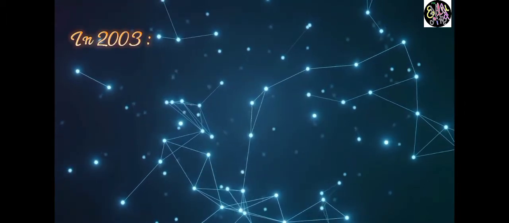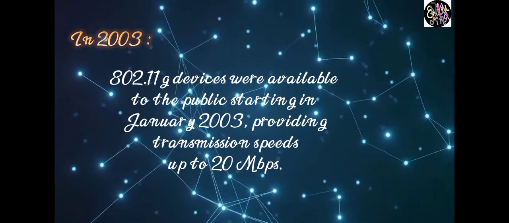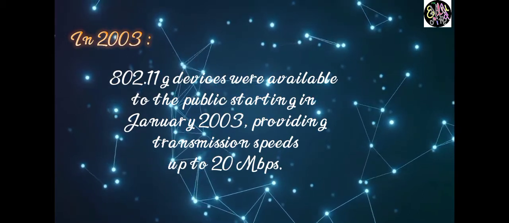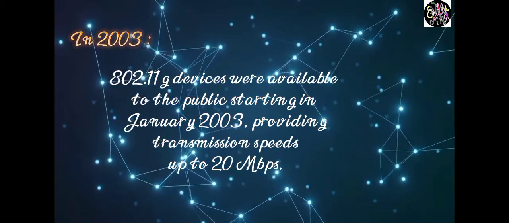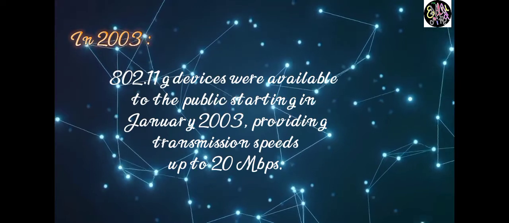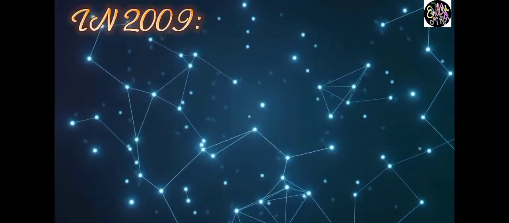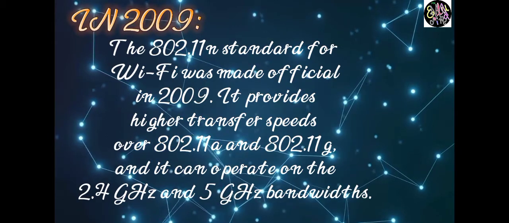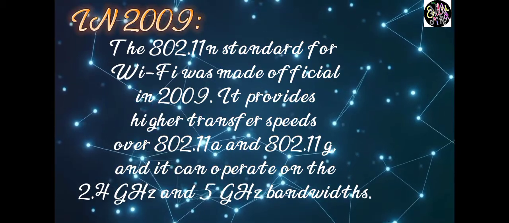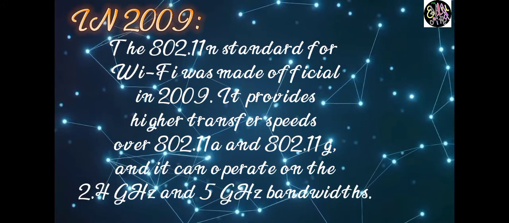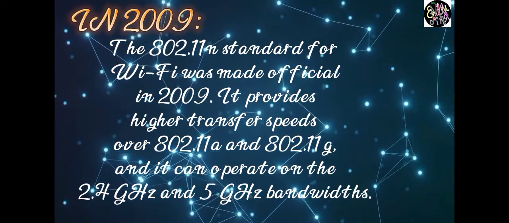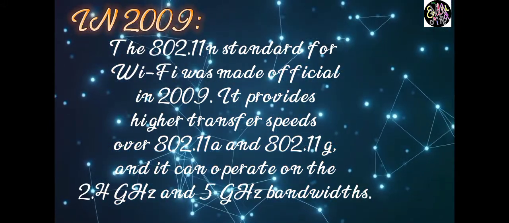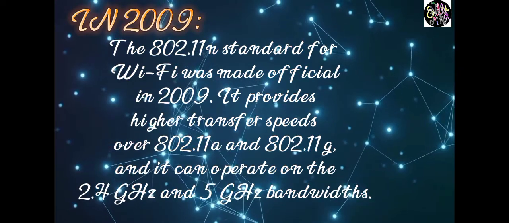In 2003, 802.11g devices were available to the public starting in January 2003, providing transmission speeds up to 54 Mbps. In 2009, the 802.11n standard for Wi-Fi was made official. It provides higher transfer speeds than 802.11a and 802.11g, and it can operate on the 2.4 GHz and 5 GHz bandwidths.